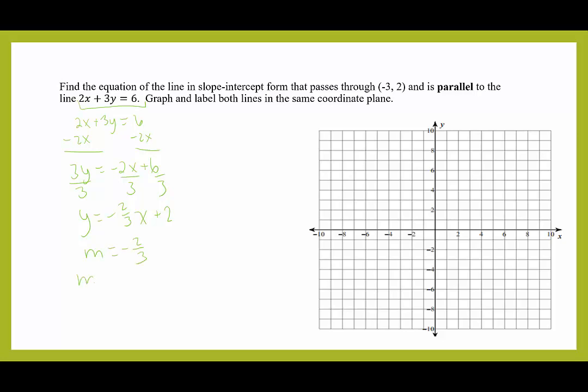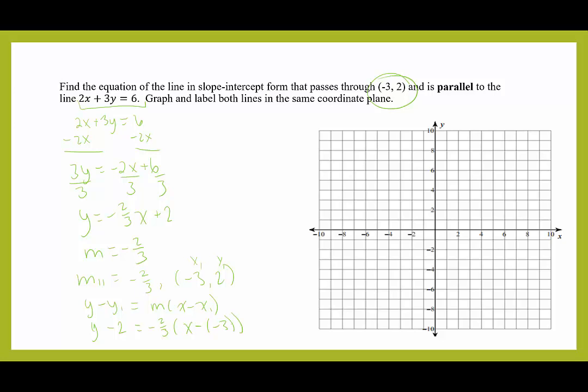So that means that the slope of any line that's parallel to it, which I'm going to denote with the little parallel symbol, is also going to be -2/3. So now we know the slope of the mystery line is -2/3, and we know a point that goes through that line, (-3, 2). What we can do is use point-slope form to get us one step closer to slope-intercept form. Point-slope form is y - y1 = m(x - x1). We plug in -3 for x1 and 2 for y1 and then m for m. So this would give us y - 2 = -2/3 (x - (-3)).